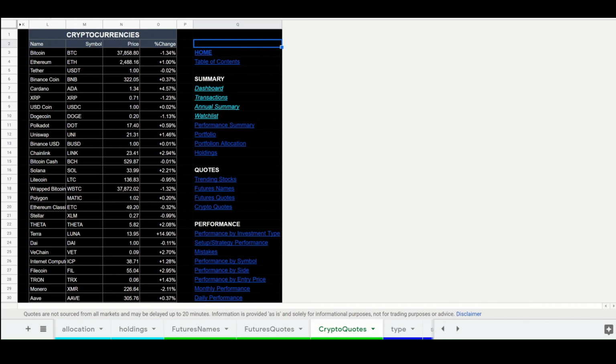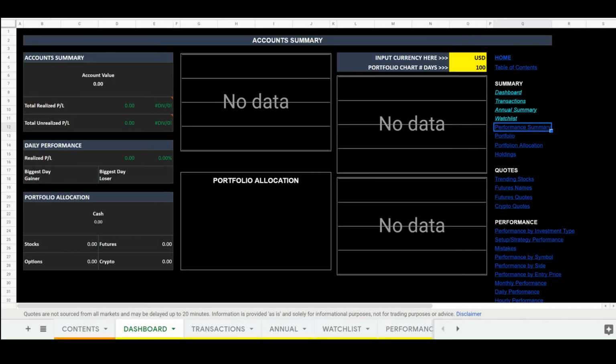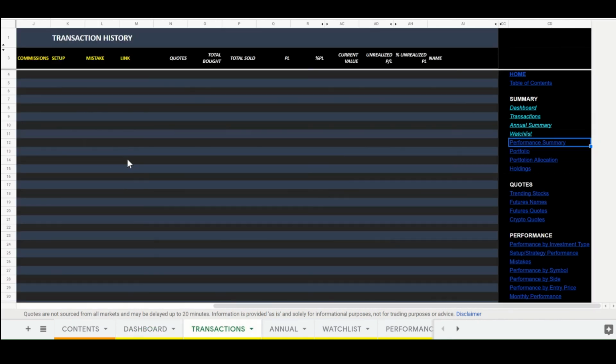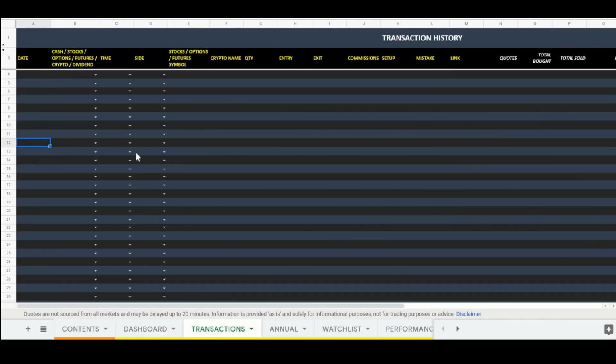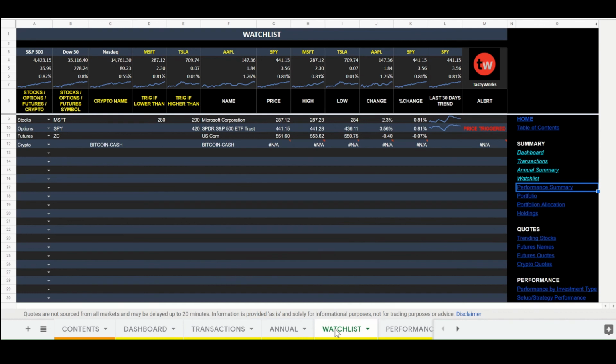So once you're familiar with it, the first thing you want to do is go to your blank sheet and type your currency. The next thing you would want to do is type all your transactions here, everything that's in yellow, and then if you have any watch list, and then everything else will be populated and you can track what performance you have and so on.